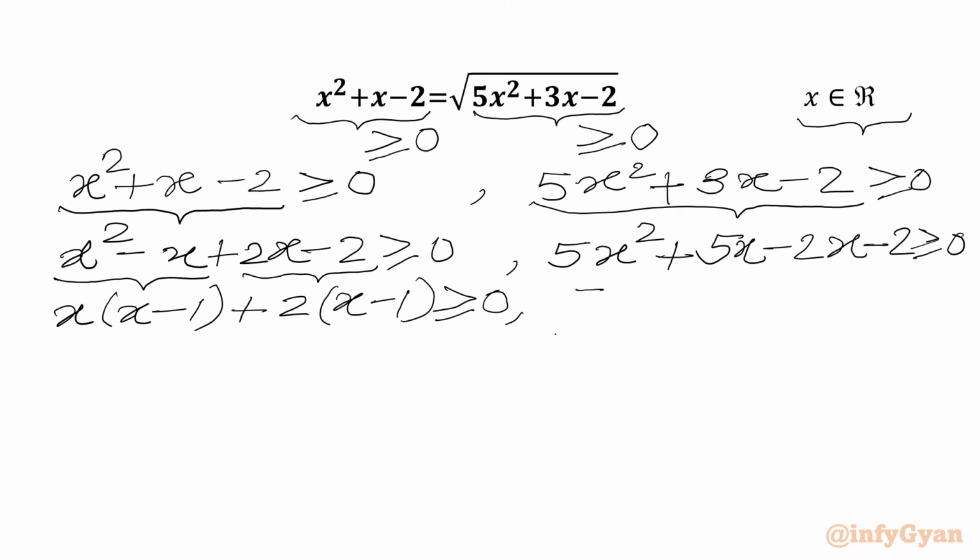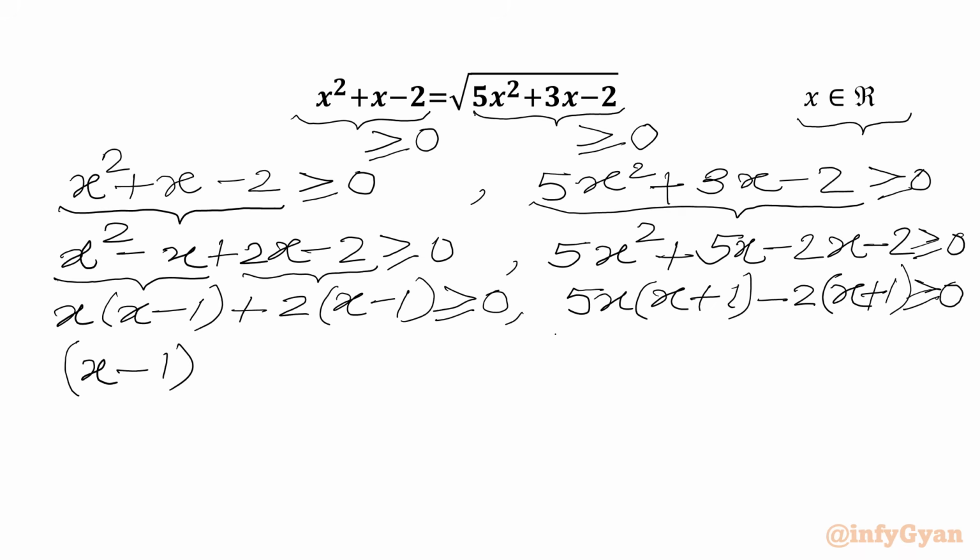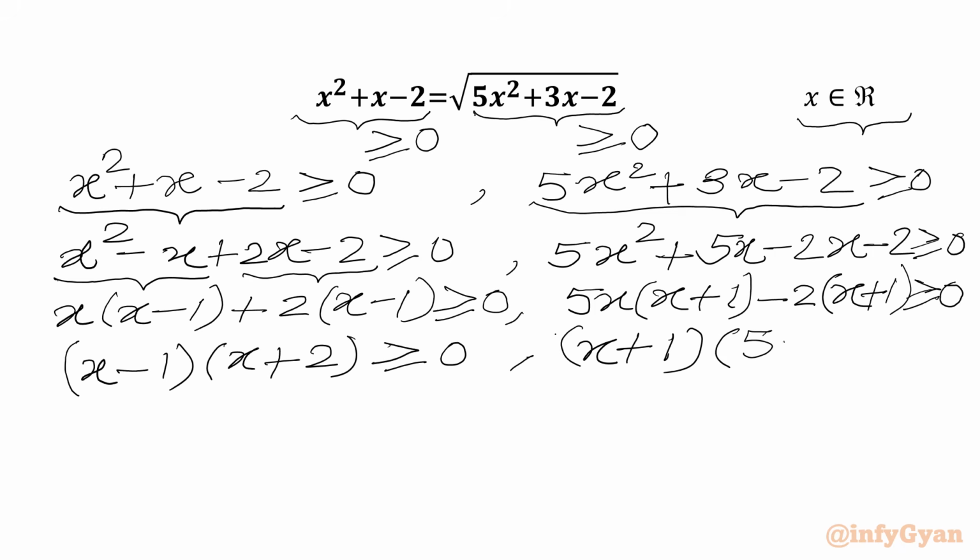And here we will take 5x common from the first two terms, so we'll get x plus 1 in the bracket. Minus 2 common from the next two terms, we'll get x plus 1 once again, greater than or equal to 0. Now our factorization is almost done. We will write (x minus 1) times (x plus 2) greater than or equal to 0. Here we will write (x plus 1) times (5x minus 2) should be non-negative.